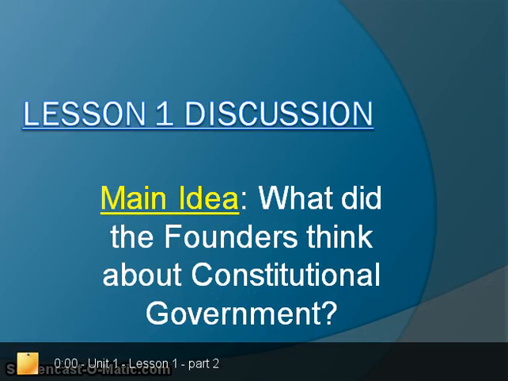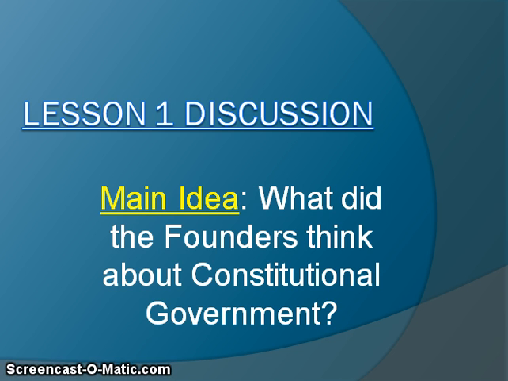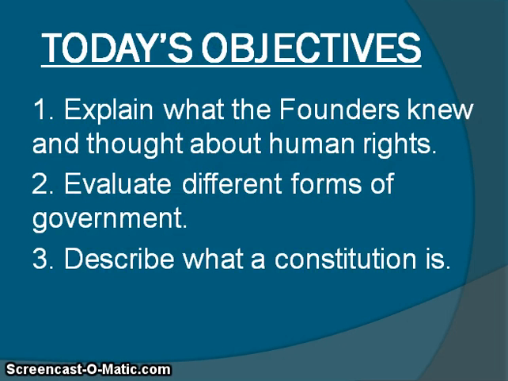Okay, guys, welcome back. This is the second part of Lesson 1. And just to review, the main idea of Lesson 1 is right there on your screen. What did the founders think about constitutional government? Lesson 1, Part 1, covered the first objective, which was explain what the founders knew and thought about human rights. This video, video 2 of Lesson 1, is where we're going to evaluate the different forms and types of government.